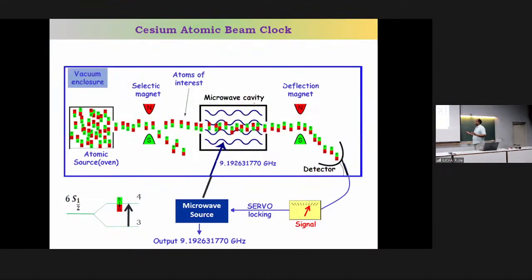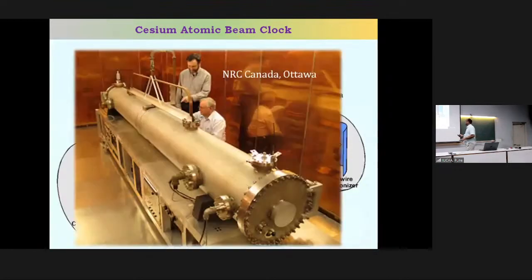you just apply a microwave. It's not only a microwave generator, but it's a cavity, and there are two places where the atom interacts with it. This is interaction zone 1, and this is interaction zone 2. I will come to why that is the case, because we want to use the effect of interference. Please keep it in mind, I will explain in a few minutes.